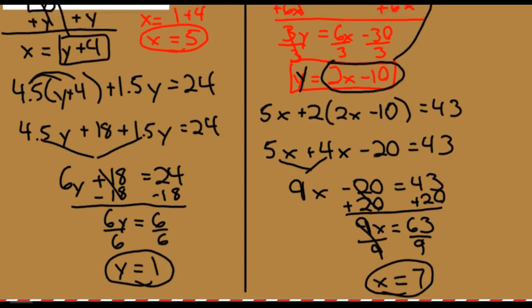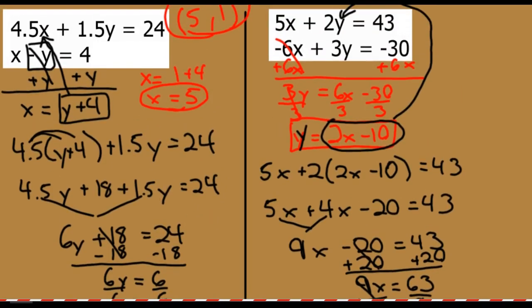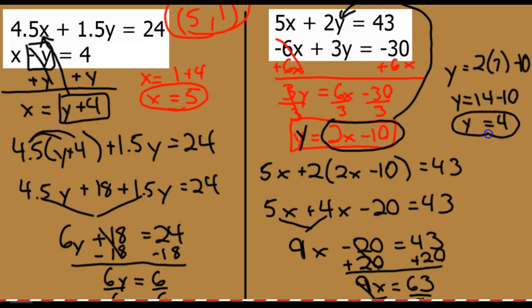Alright, so now we have x. We can plug that back into our easiest equation here. y equals 2 times 7 minus 10. So y equals 14 minus 10. So y equals 4. Our solution is 7, 4.